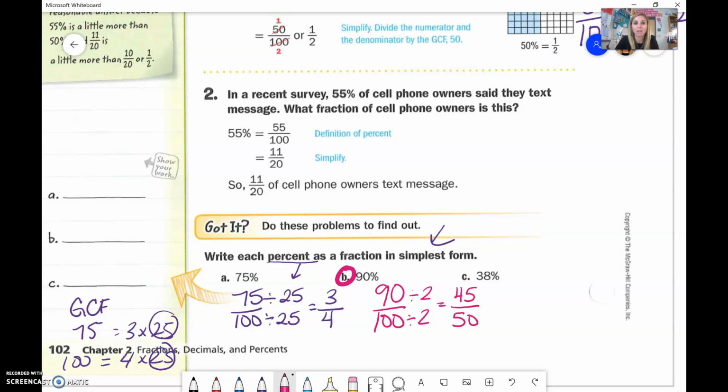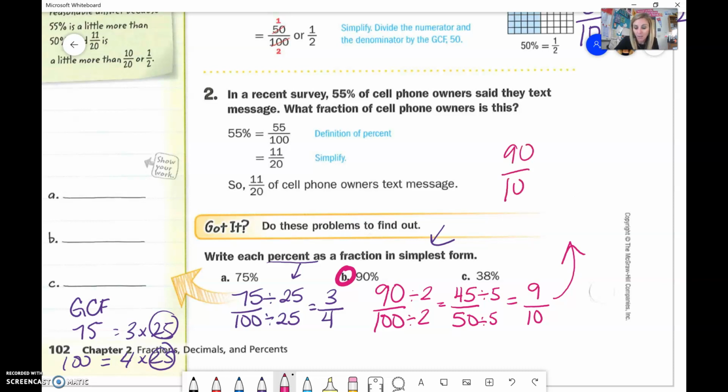When I look at 45 and 50, I know that I can divide each of those by 5. So I'm going to divide each of those by 5. 45 divided by 5 is 9. 50 divided by 5 is 10. So I get an answer of 9/10. Okay? Now, take this problem. We're going to come back up here.